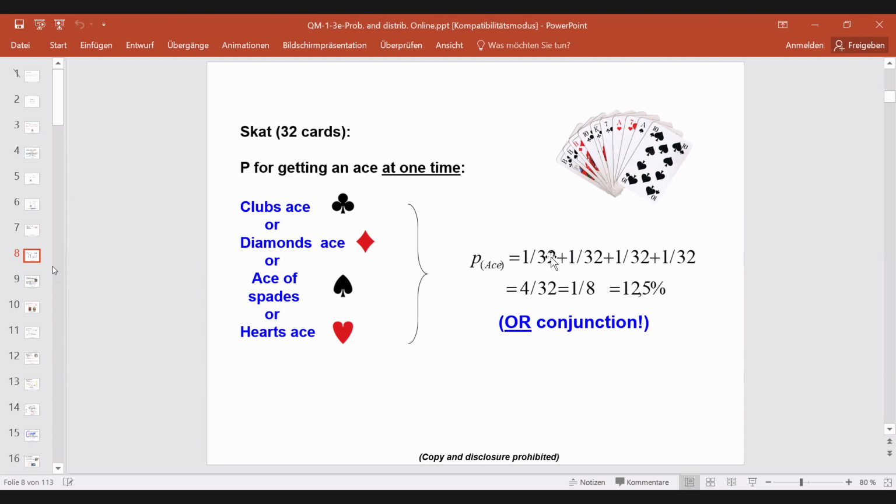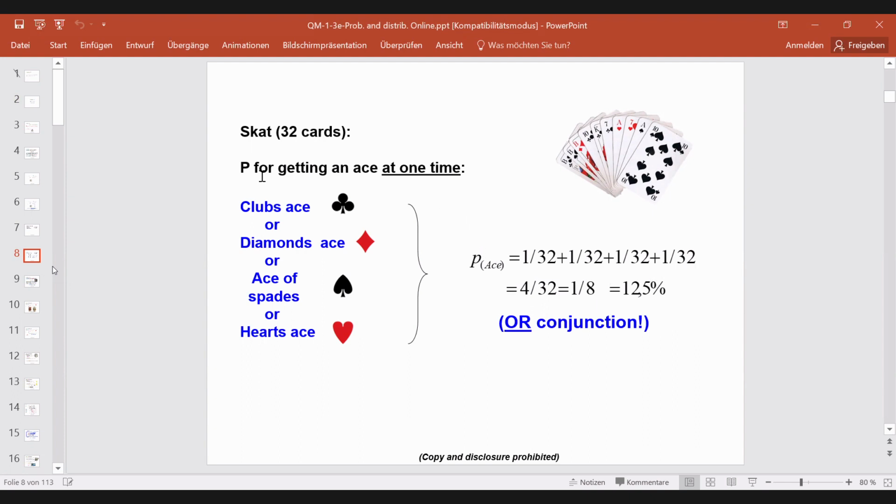And if you take one card, the probability to get the diamonds ace is 1 to 32. This is the single probability to take the ace of spades in one time out of the 32 cards, and this is a single probability for the hearts ace.